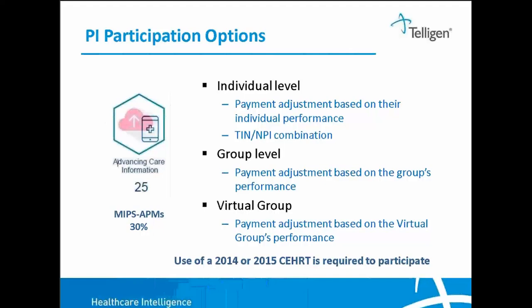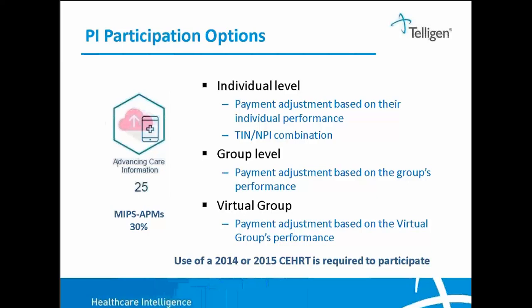Okay. So the category, for the PI, participation options, the category weight stays the same at 25% for MIPS eligible clinicians and 30% for those that are using the special scoring under the MIPS APM. The use of the 2014 or 2015 CEHRT is required to participate. Similar to 2017, participation can be done at the individual or group level. And they've added one additional participation level, and that's the virtual group.